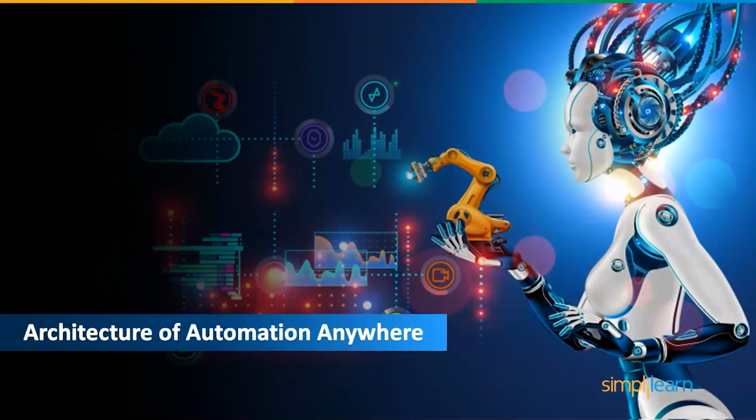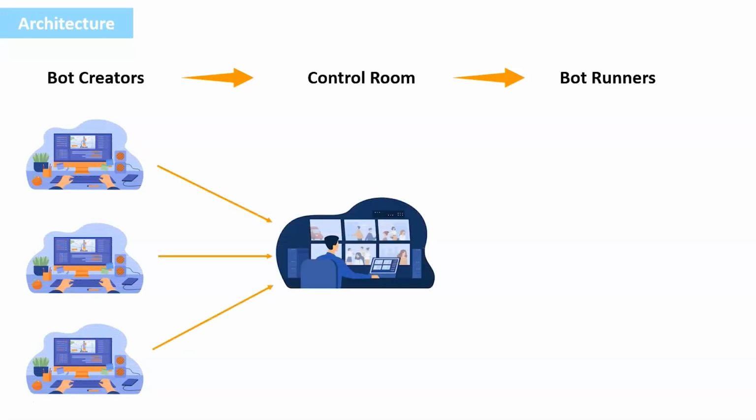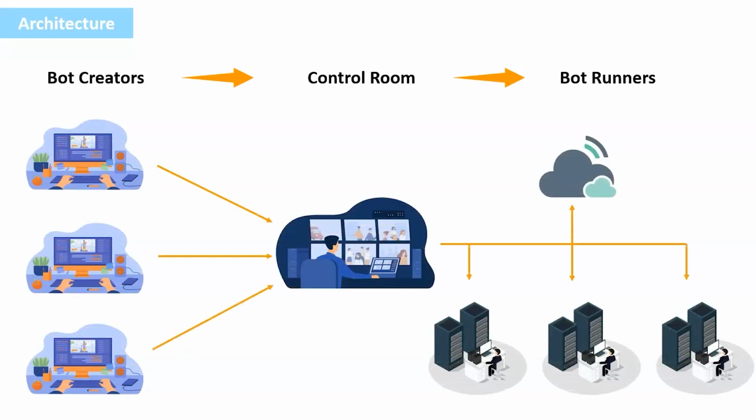Let's look at the architecture of Automation Anywhere. Automation Anywhere platform is built using a distributed architecture. The Enterprise Control Room, a web-based platform that manages the development and execution of digital workforce, provides centralized management. Bot creators and bot runners are linked to the Enterprise Control Room.